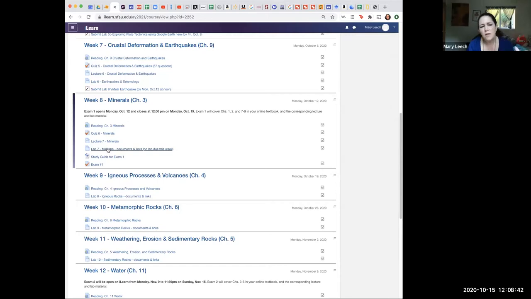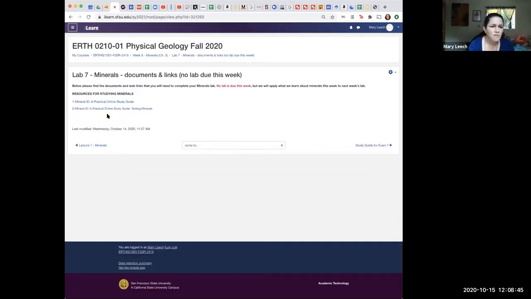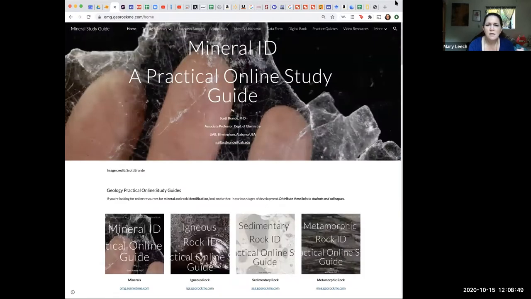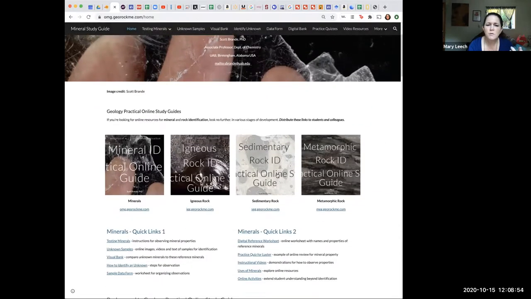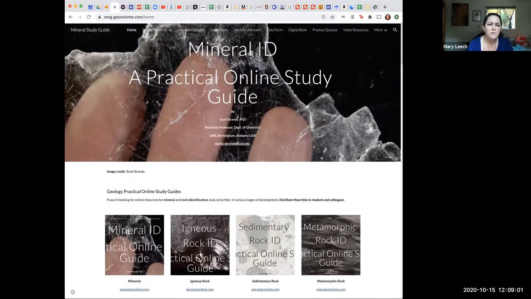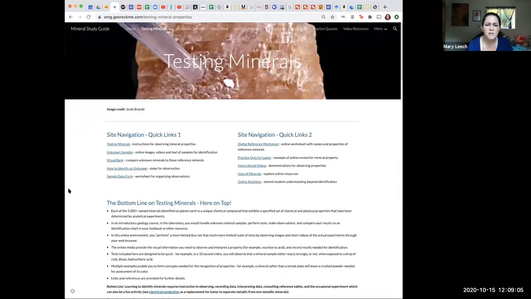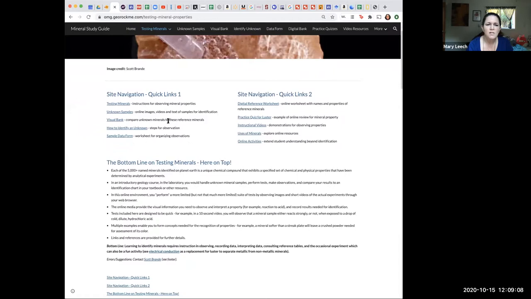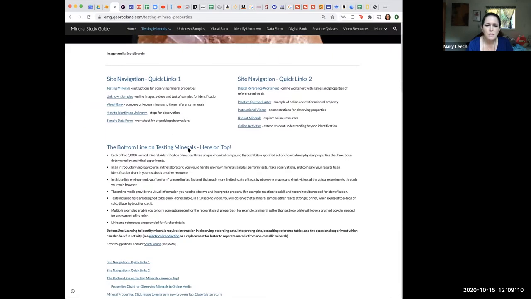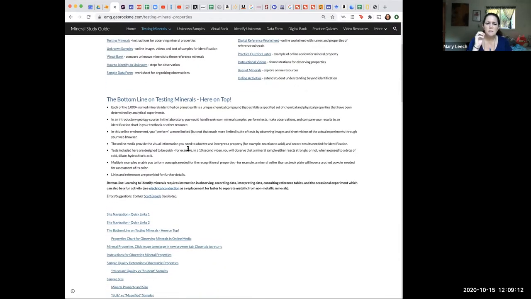So both in your lecture and in your lab folder, I've put links to this website that is a fantastic way to study minerals. And we're going to use this website to study igneous, sedimentary, and metamorphic rocks as well. But we're going to start with minerals. And the first thing I wanted to do was to go to the testing minerals site where you can actually go through and try doing virtual testing of these minerals.